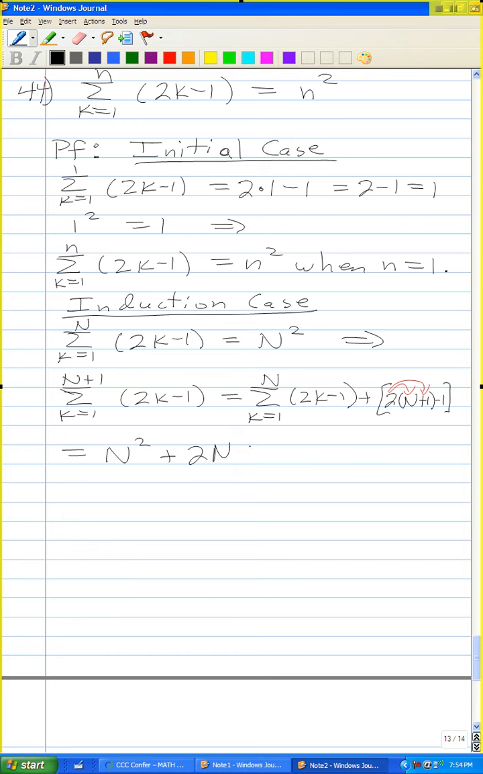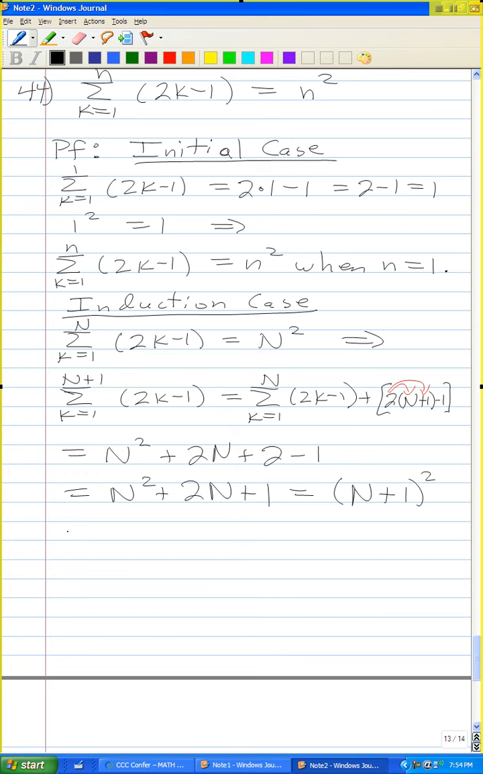So plus 2n plus 2 minus 1. So this becomes n squared plus 2n plus 1, which we can factor as n plus 1 squared. And so we've shown that the induction case works also.